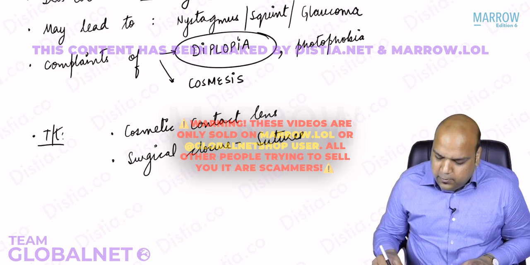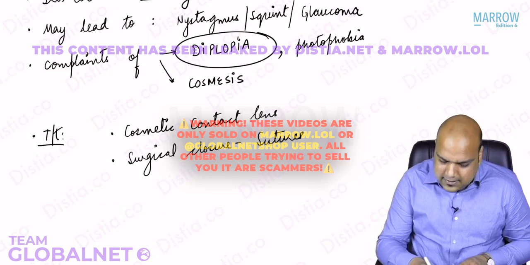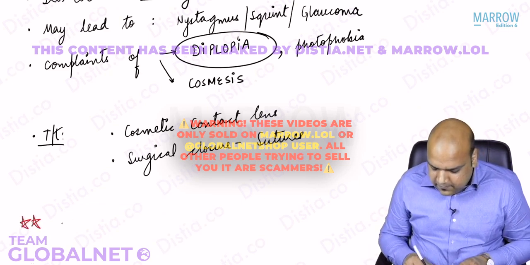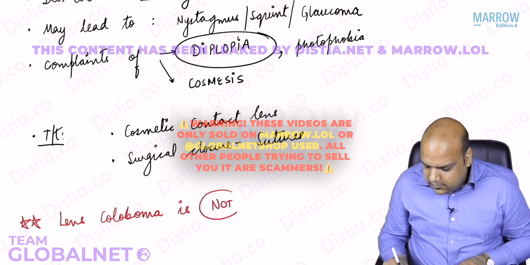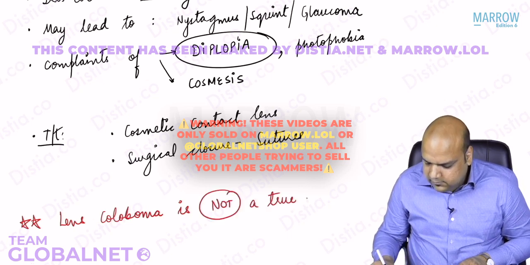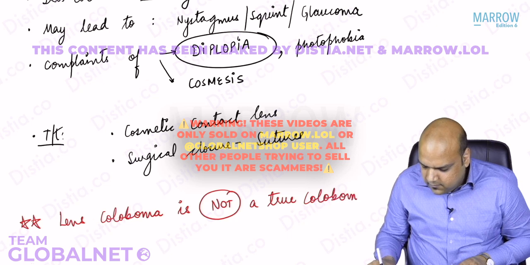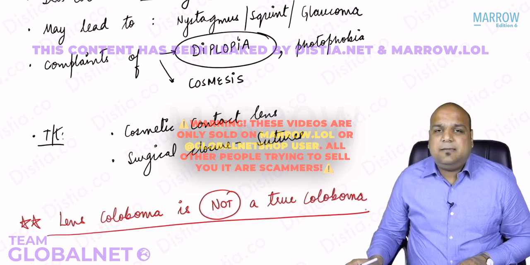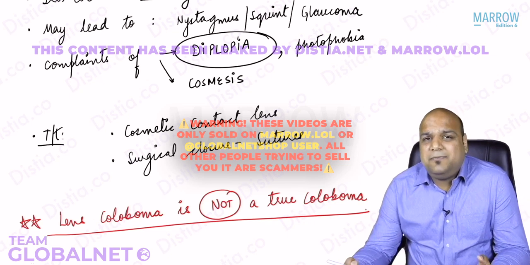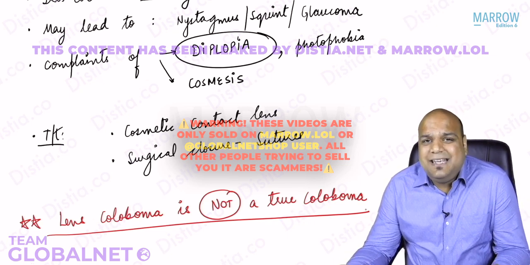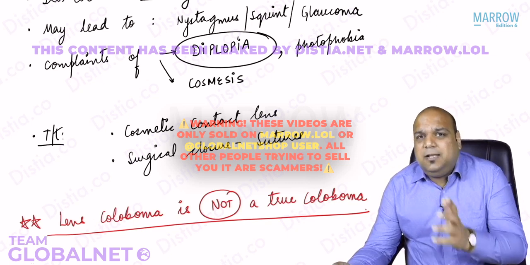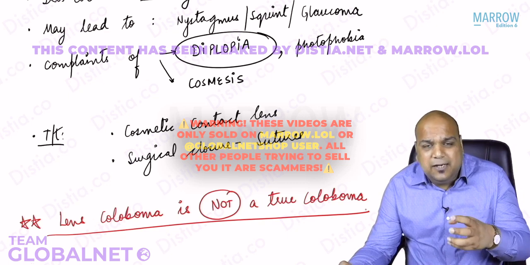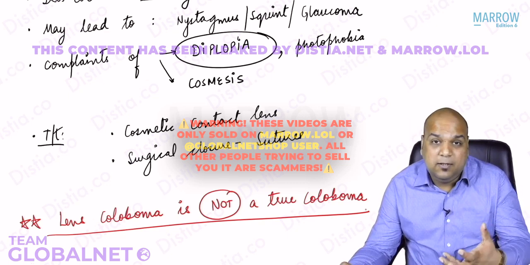As a last point about coloboma, I will make a star, everybody, and write: lens coloboma is not a true coloboma. That means what? That means that sometimes when we look at the lens, we see that some part of the lens is missing. Instead of being a biconvex shape, there is a notch in the lens, everybody. And as soon as we see that, we think it is a missing part of lens and we call it lens coloboma.